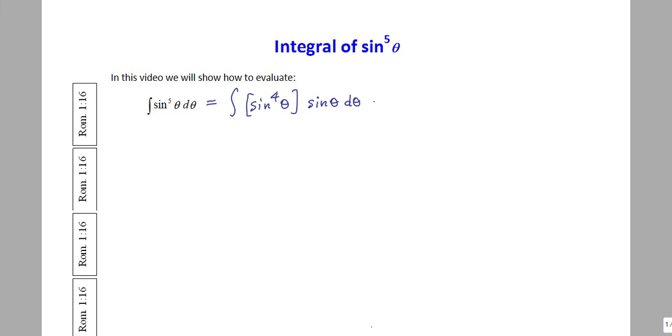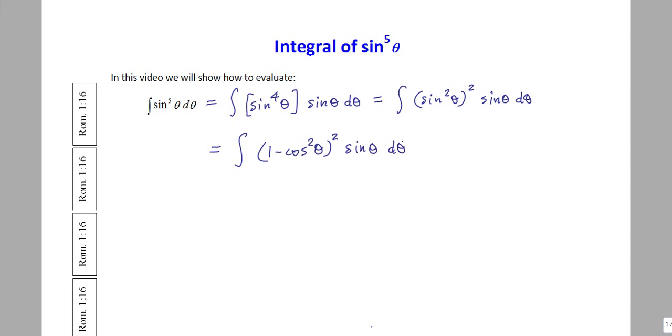d theta, which then we will write as the integral of sine squared theta, and that we will itself square it to give back the fourth power times sine of theta d theta. And then we bring in our most famous of all trig identities, namely sine squared theta plus cos squared theta has to be 1. So the stuff in the parentheses is the integral of 1 minus cos squared theta, that expression is squared, times sine of theta d theta.